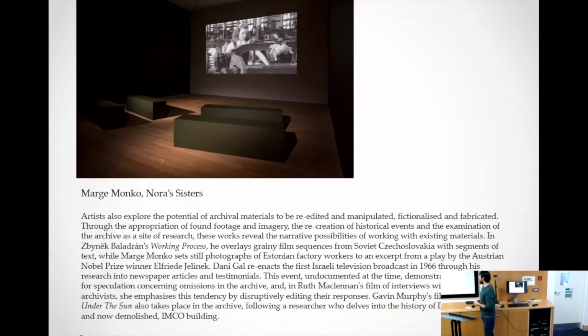Ruth McClellan made a film of interviews with actual archivists in libraries, a piece called The Gatekeepers, which I think speaks to the idea that the archive is actually a very human place as well. Gavin Murphy did a piece about a researcher who delves into the history of Dublin's IMCO building. And Zbigniew Baladran takes grainy film sequences from Soviet Czechoslovakia and cuts over them with bits of text, but also with redactive lines, to show not just history coming alive, but also the things that are excised or cut out of history.